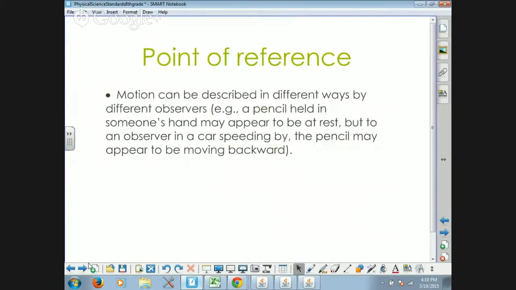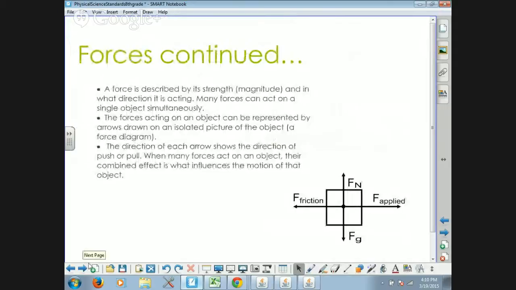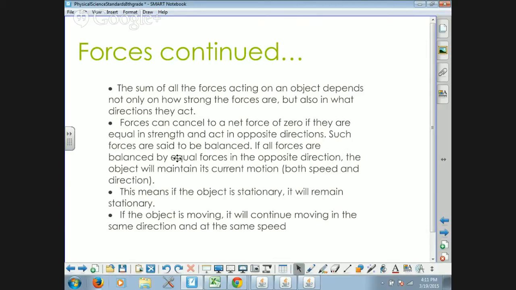Okay, so point of reference, moving on. Forces continued. A force is described by its strength, its magnitude, its number, and in what direction it's acting. Many forces can act on a single object simultaneously. So back to this picture, we've got force of gravity, normal force, applied force, force of friction, and they're all pulling kind of in opposite directions, which means I've got this one set up to have a zero net force, which means there would be no change in its motion. If it's at rest, it's going to stay at rest. If it's moving, it's going to stay moving.